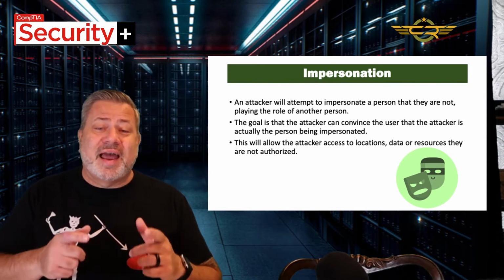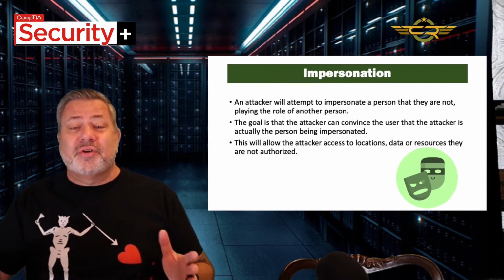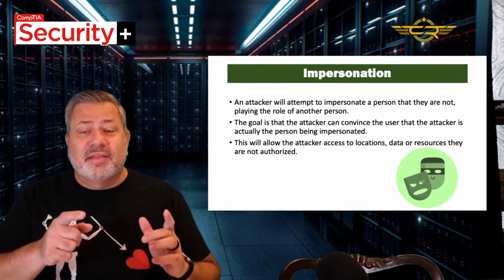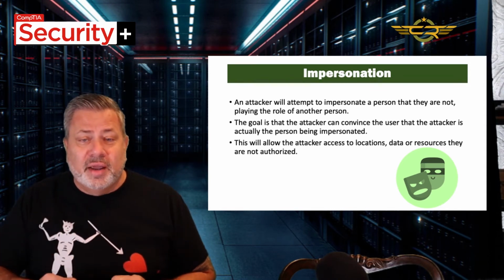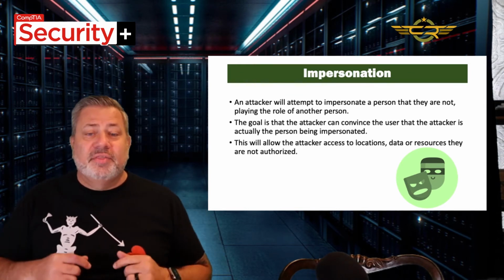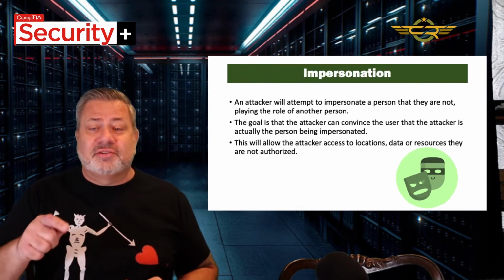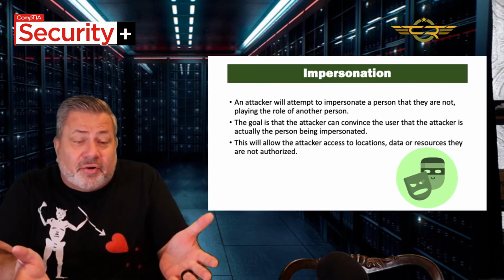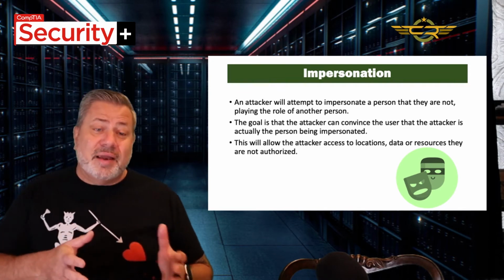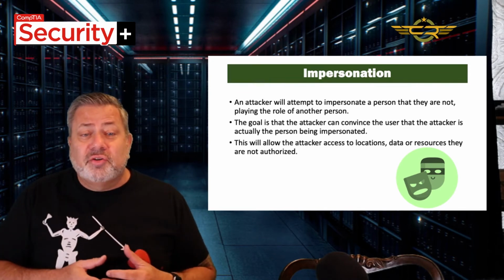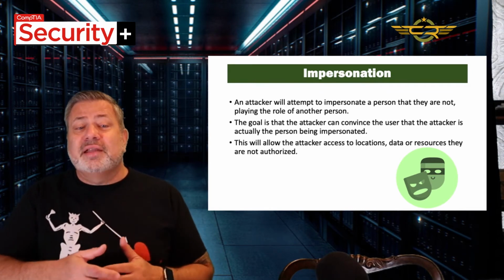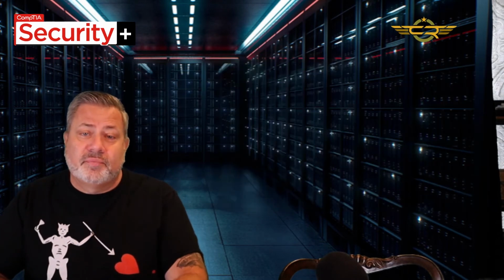Impersonation. This is when an attacker will attempt to impersonate a person they're not, playing the role of that person. The goal is that the attacker convince the user that the attacker is actually the person that they're impersonating. This will allow the attacker to access locations, data, or resources they're not authorized to be in. So they will pretend to be someone. A lot of times it's a person of authority to try to get you to do something. Again, playing on your social instincts to do the right thing.